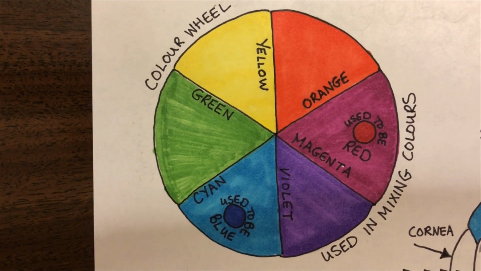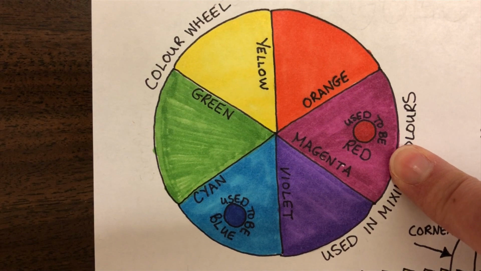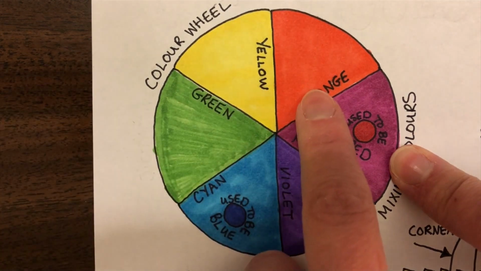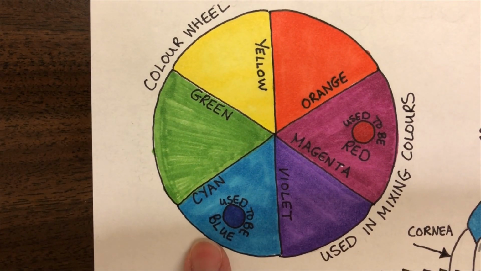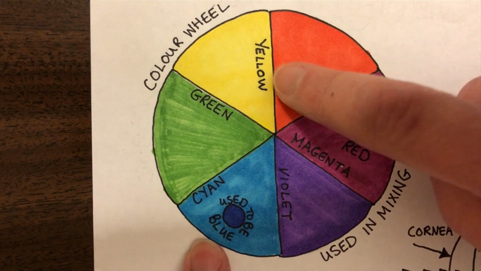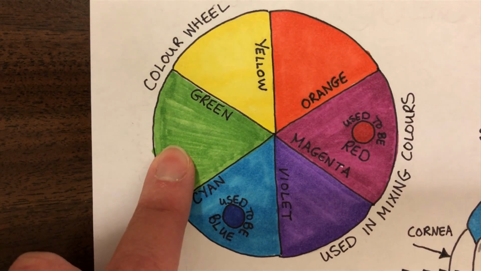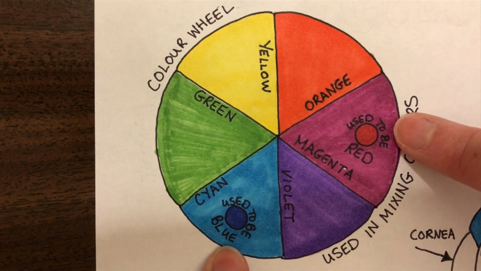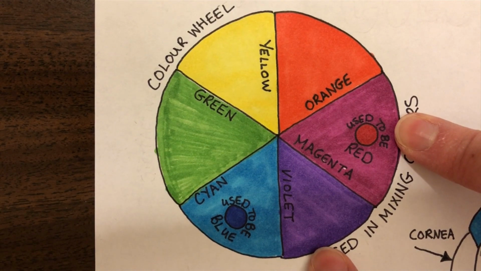So, for example, magenta, formerly red, and yellow make orange. Cyan, formerly blue, and yellow make green. And cyan and magenta make violet. Color is a fascinating subject, and we're learning more and more about it every single day. The fact that a wavelength of light is processed by your brain into visual information is really cool.